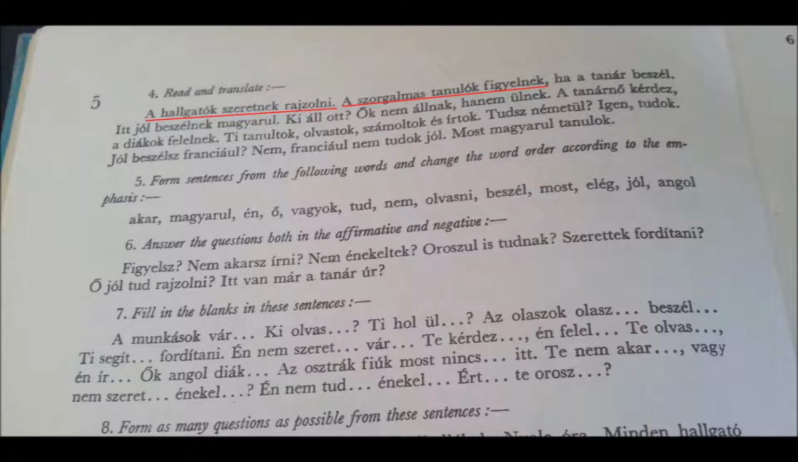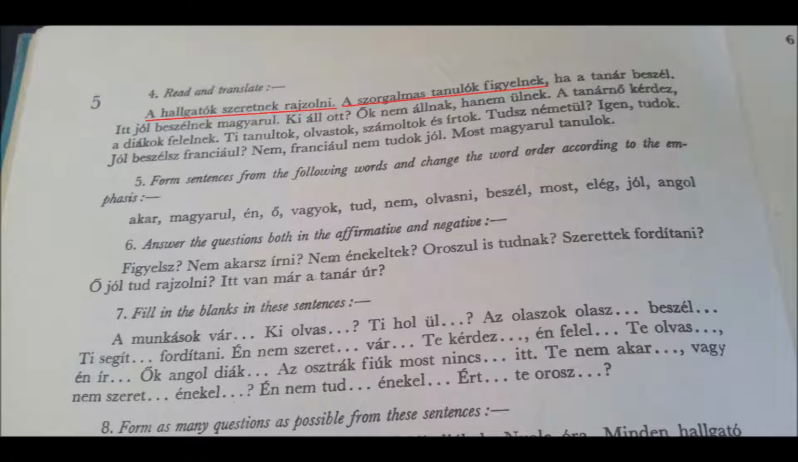The last page, we have to read and translate. I will just read and see what I know. A hallgatók szeretnek rajzolni. That means the students like to draw. A szorgalmas tanulók figyelnek. Oh, the hardworking. I don't know really. Szorgalmas is hardworking. Tanulok is I learn. Figyelnek. I don't remember that. Ha a tanár beszél.